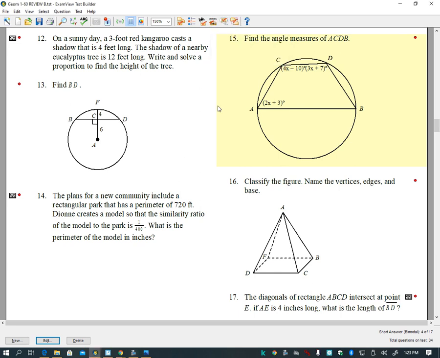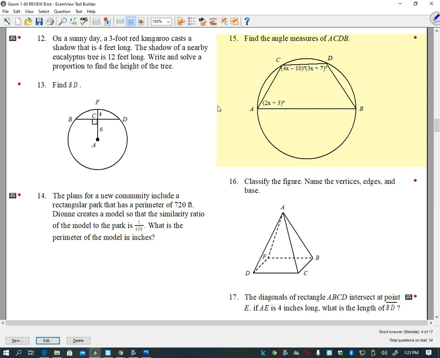Okay, so we're going to pick up with question 15. It's where we left off with the other review. And so there's a couple of things to look at. You could probably even look at this more from the trapezoid standpoint. But what you want to focus on here are opposite angles. And in this case, opposite angles are supplementary.